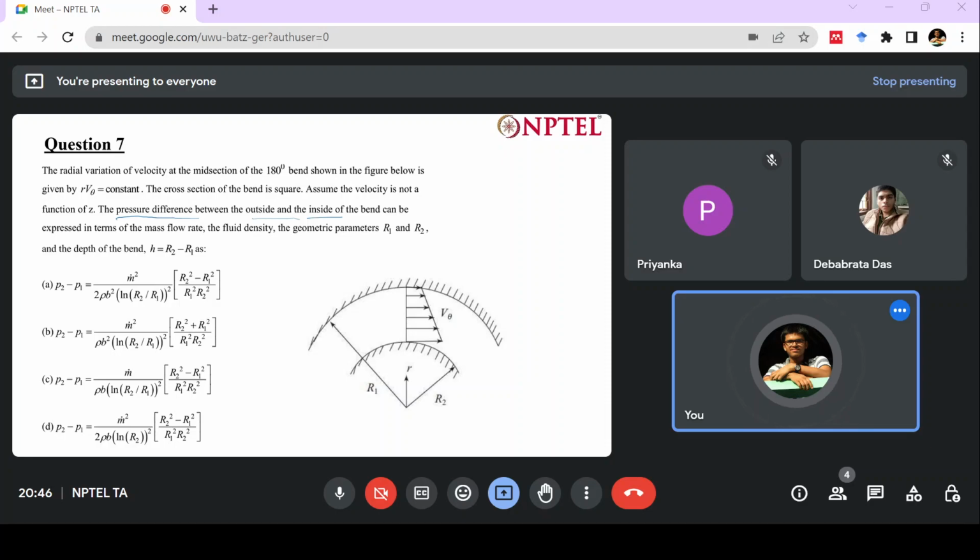Whenever you have to find such pressure differences, the first thing that should come to your mind is whether I can apply Bernoulli's theorem. Can I apply Bernoulli's theorem here? I cannot. Why? This is not along a streamline, first of all, and this is not an inviscid flow. There is no mention of an inviscid flow here.